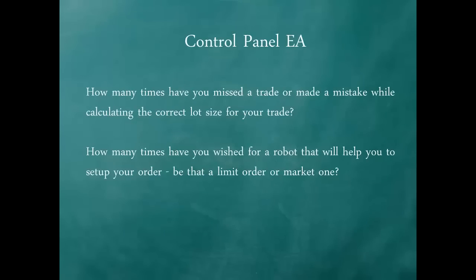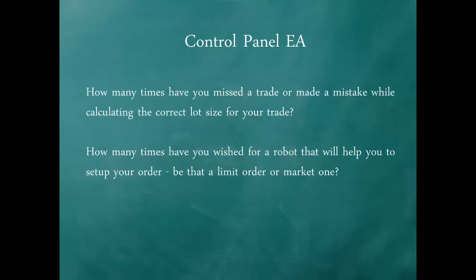Now, how many times have you missed a trade or made a mistake while calculating the correct lot size for your trade? Think about it. How many times were you like, oh my god, if my stop loss is like 40 pips and I have 1% risk, what is the lot size I have to do? How many times did you make a mistake because of that? How many times did you press the button for 5 lots instead of 0.5 and then you were like, oh my god, what did I do? How many times did it happen? These things happen. We are, after all, human. It happens to me as well.